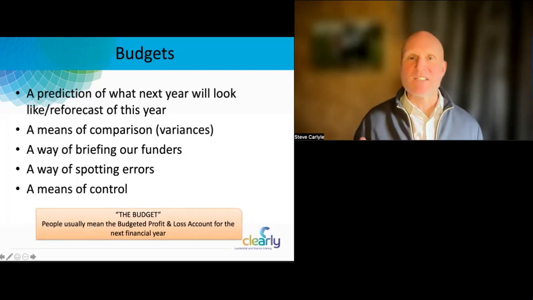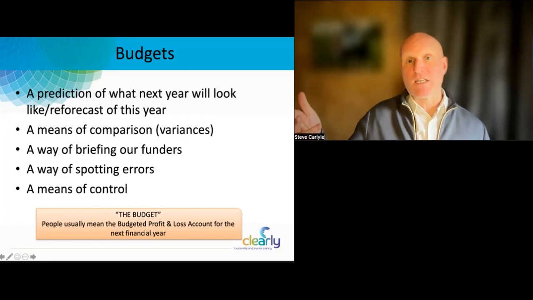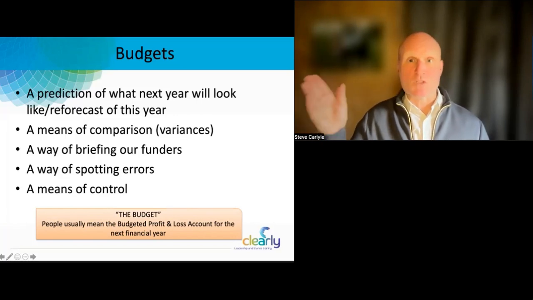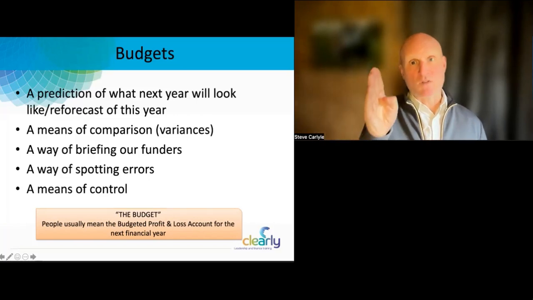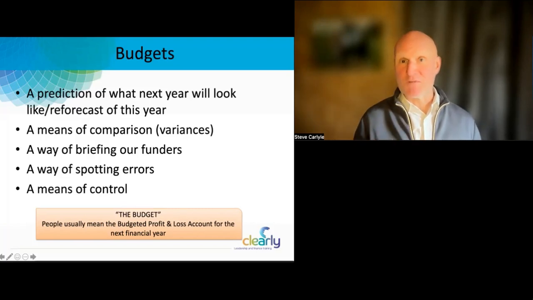Okay, so that's the budget. Good introduction to what a budget is all about. And there's a big relationship between the budget and the management accounts. Once we've got a budget, we can track the performance of the organization by producing management accounts and comparing the management accounts for each month against the budget for each month. Okay, that's how the two fit together.